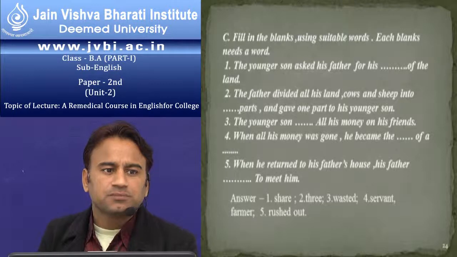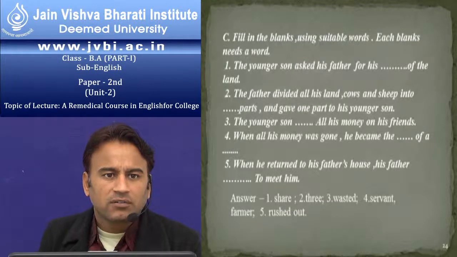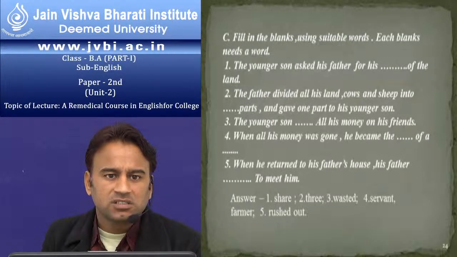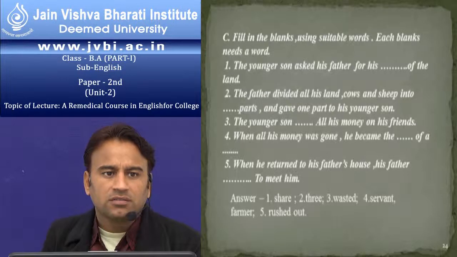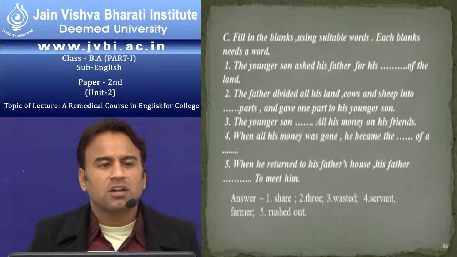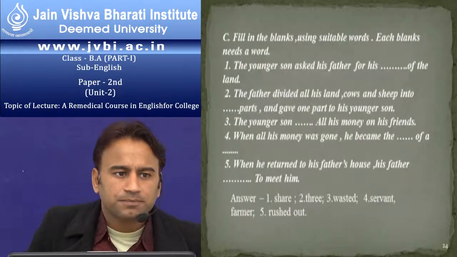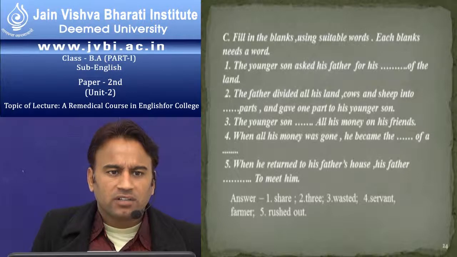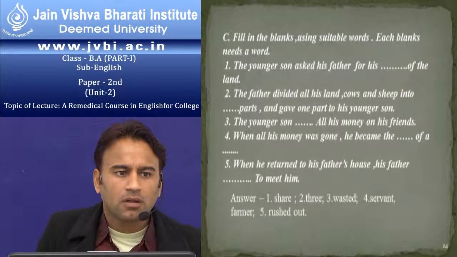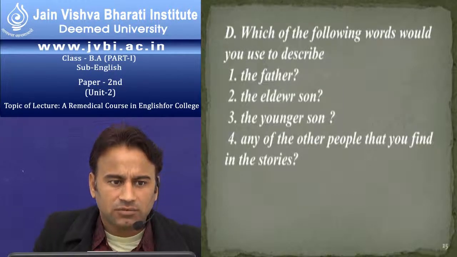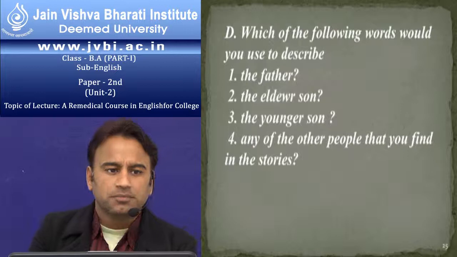Now look at the answers. The younger son asked his father for his share of the land. The father divided all his land, cows and sheep into 3 parts and gave one part to his younger son. And the younger son spent and wasted all his money on his friends. Wasted is more important. Spent can be said a normal word. When all his money was gone, he became the servant of a farmer. When he returned to his father's house, his father rushed out to meet him.